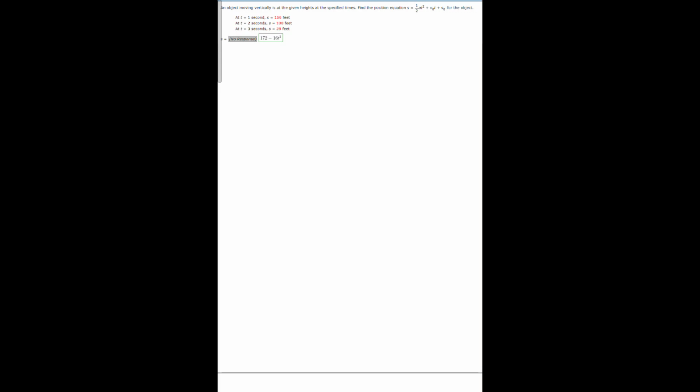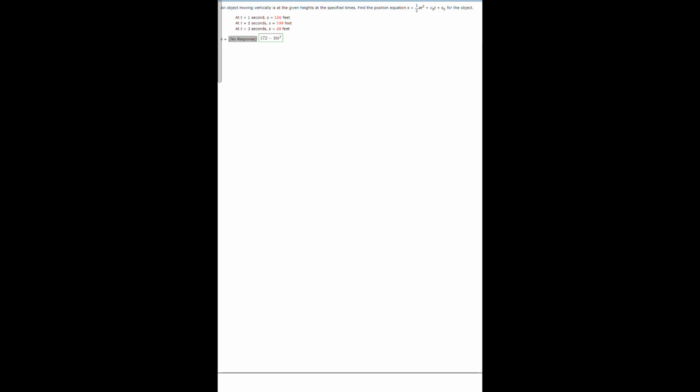Now the information that they give us: at t is equal to 1 second, our position is 156 feet. At t is equal to 2 seconds, our position is 108 feet. At t is equal to 3 seconds, our position is 28 feet. Now here I do have the answer to this problem, but we're doing this so we can check to verify that we get the same answer.